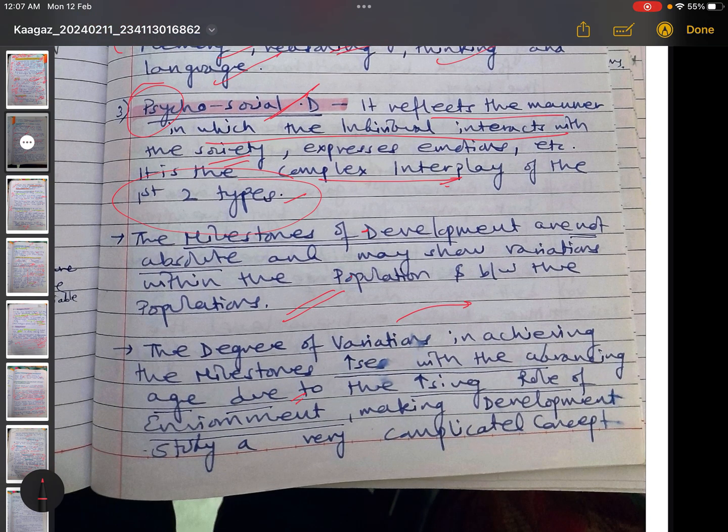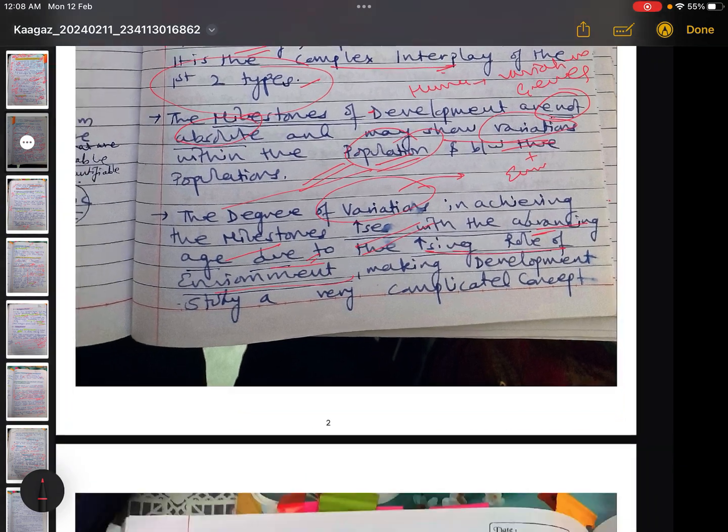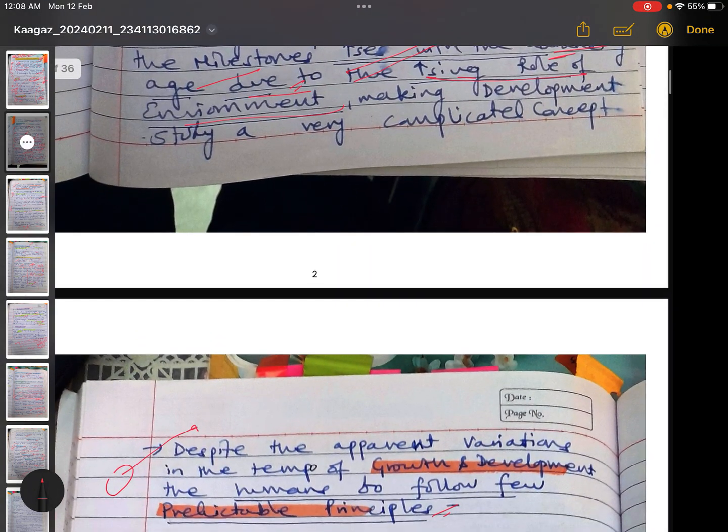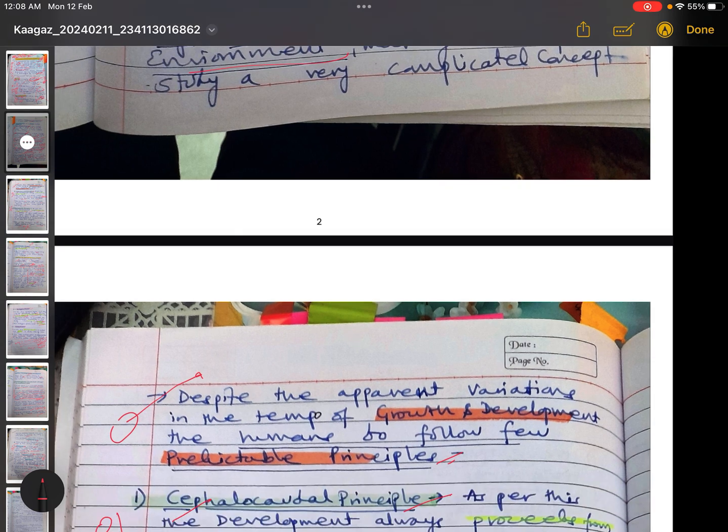Moving on, the milestones of development are not absolute. Why are they not absolute? Because they may show variations within populations and between populations. As a human species, we have a lot of variations in our genes plus variations in our environment. A person growing up in Siberia might not be the same as a person growing up in Africa or Latin America, it has to be different. These variations increase with advancing age, because of the increasing and changing role of the environment.